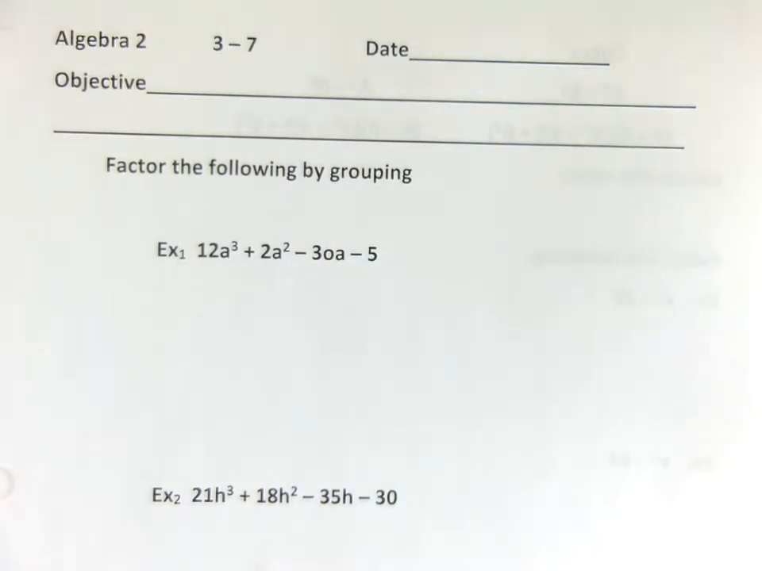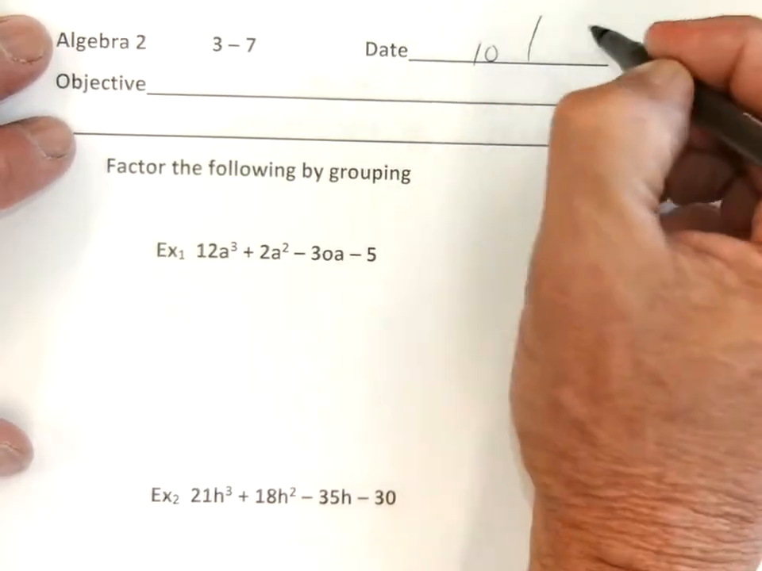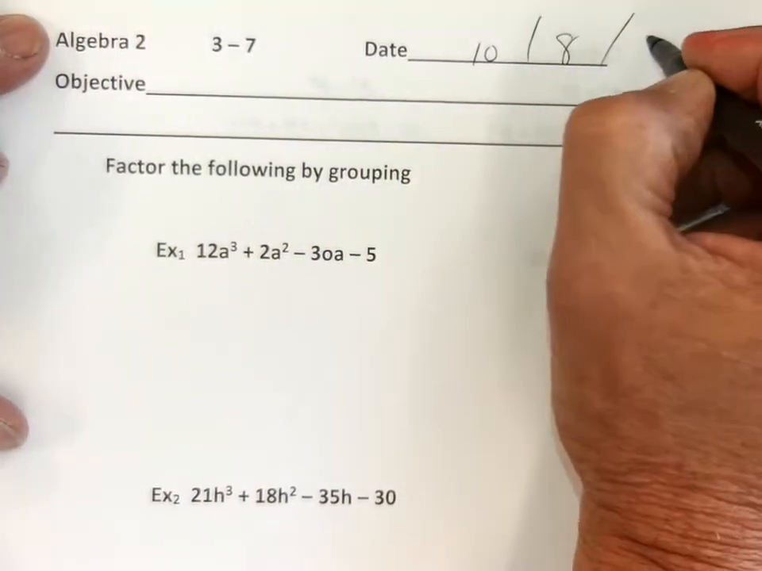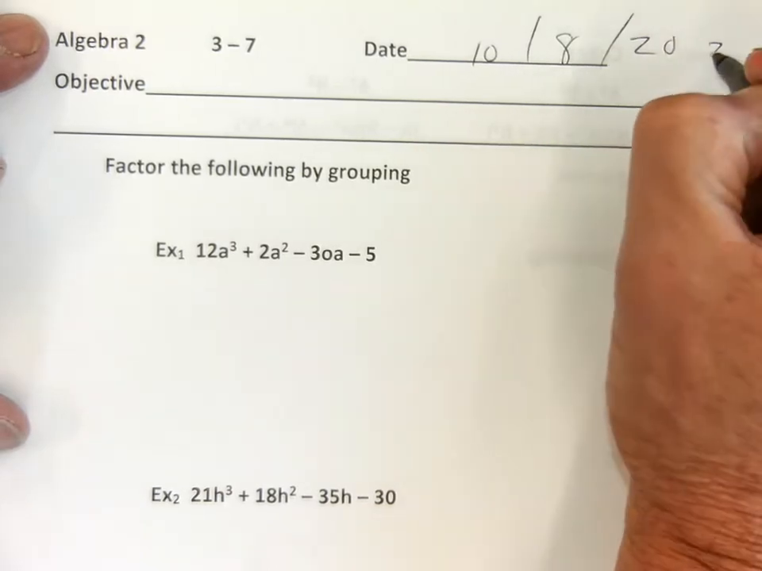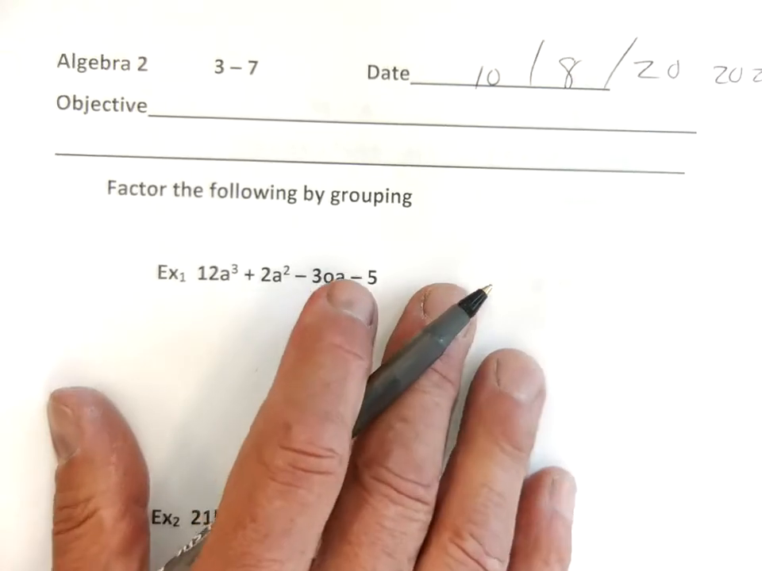Okay, so let's go back to Algebra 2. It is October 8, 2021. Okay, our objective today, we're going to factor two different ways.